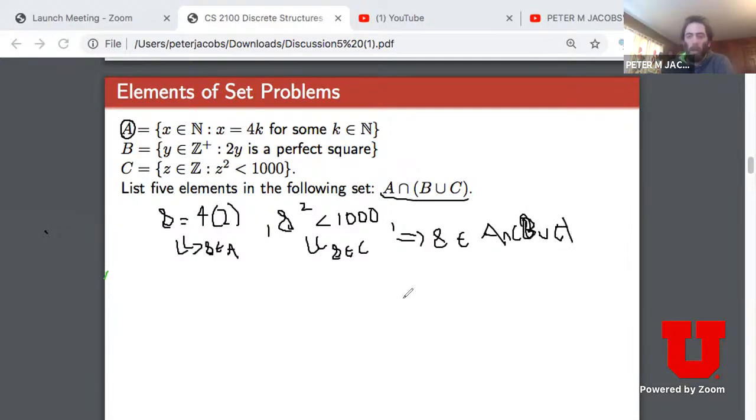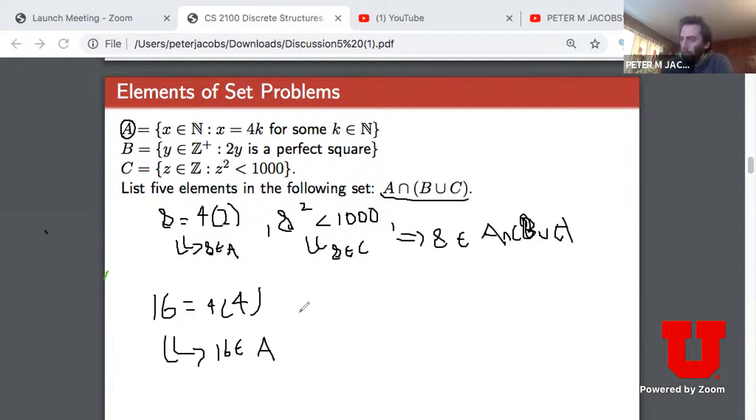So we have to find 4 more numbers, and Annika has one, 16. And so we're just going to go through the same process. So 16 is a multiple of 4. 16 equals 4 times 4. So that means that 16 is a positive multiple of 4, so therefore it's in A. All right. And then it either needs to be in B or C in order for 16 to be in A intersection B union C. So again, we could check that it's in B this time.